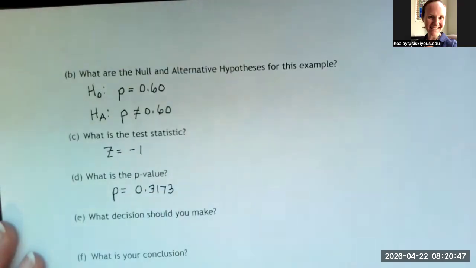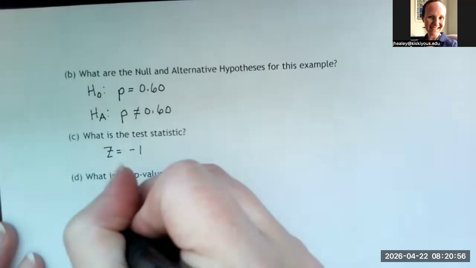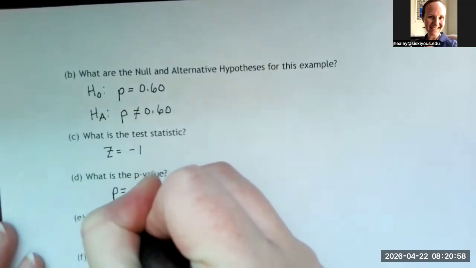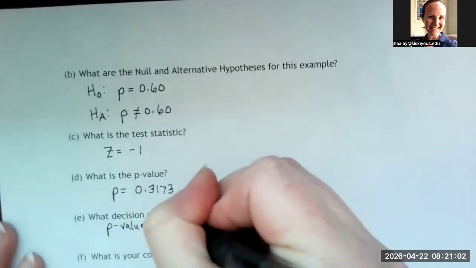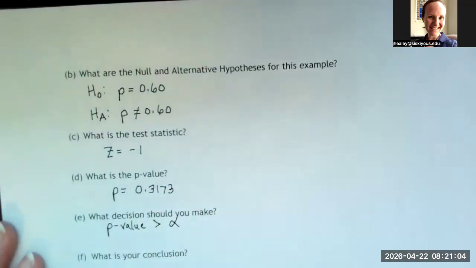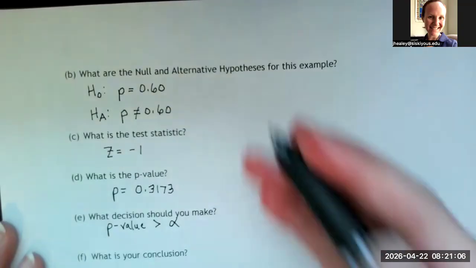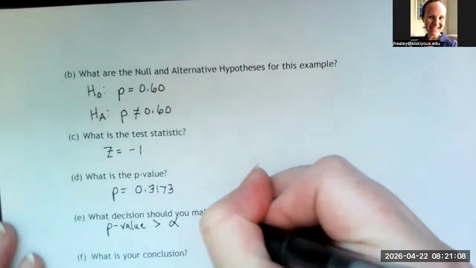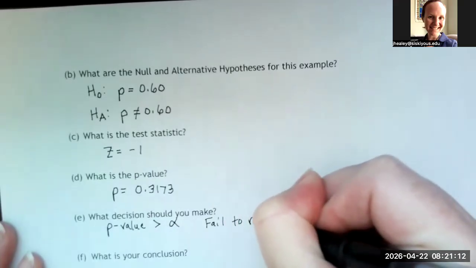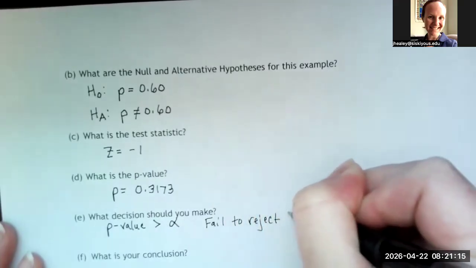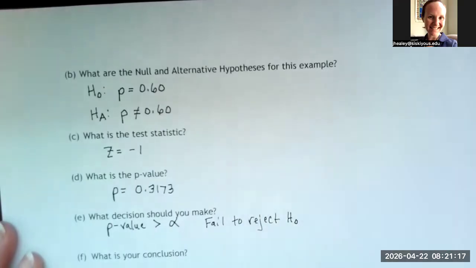So not a particularly small p-value. We're testing this at an alpha equals 0.05 level, so that would be 5 pennies, and our p-value is almost 32 pennies. So our p-value is definitely bigger than our alpha. And so when your p-value is high, the null must fly. We're going to fail to reject our null hypothesis.